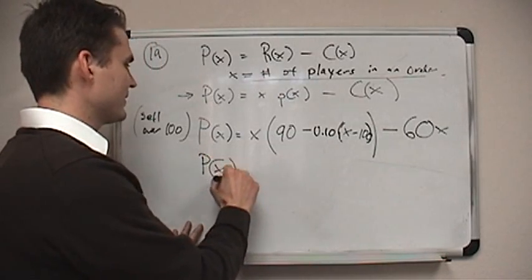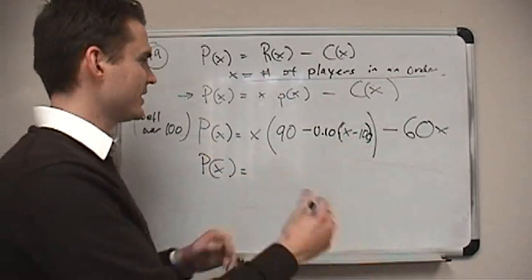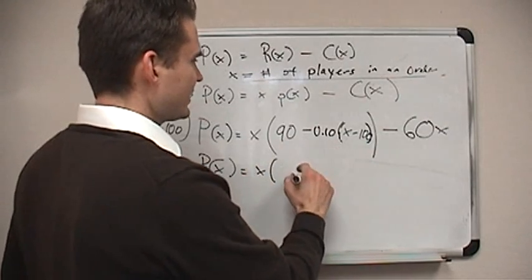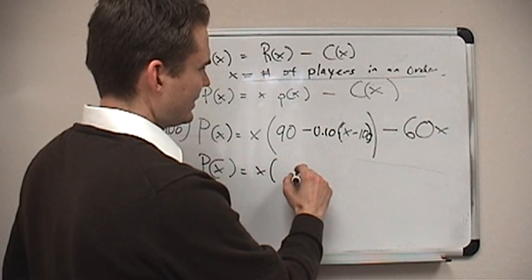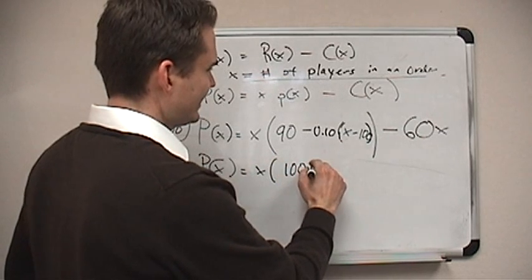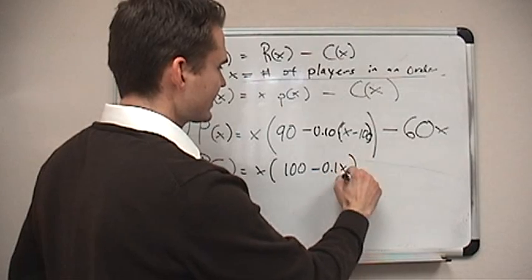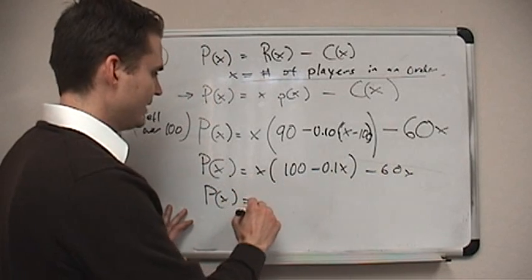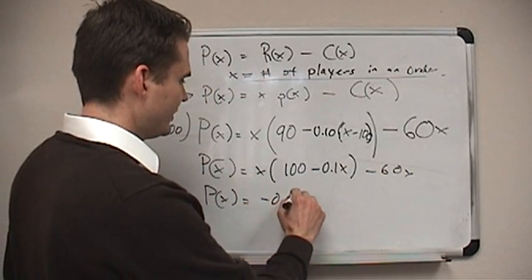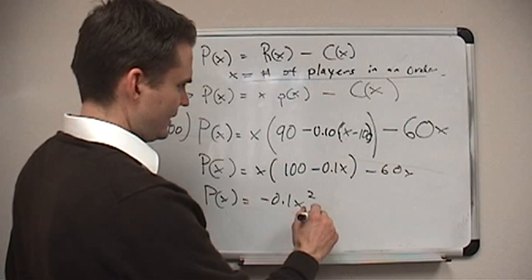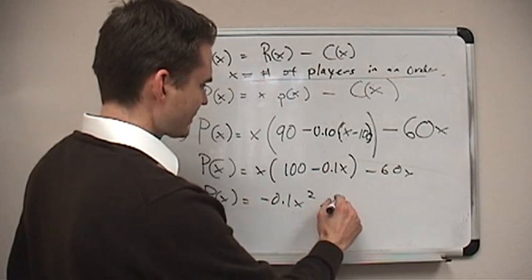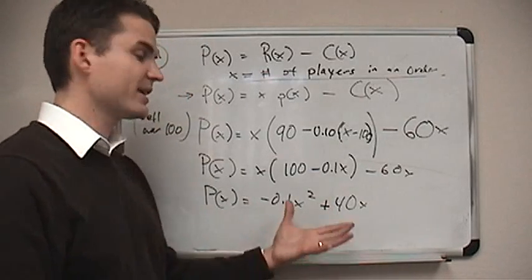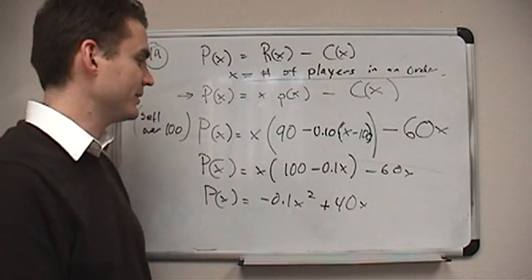So the profit function is going to be, and we can multiply this all out now, x times, if I distribute this, (100 minus 0.1x) minus 60x. I'm just simplifying right now. P of x is going to be negative 0.1x squared plus 40x. So this is the profit they'll make from selling x units when x is above 100.